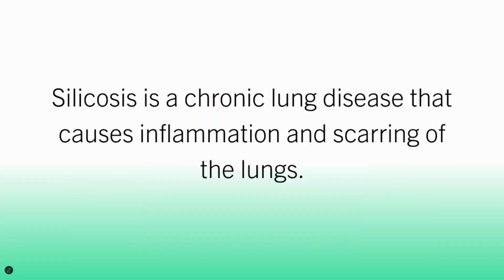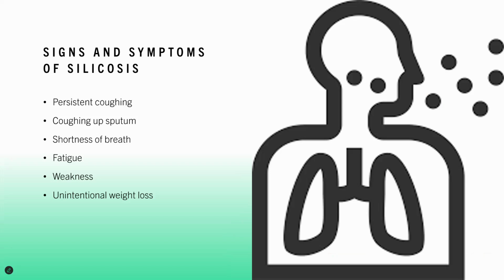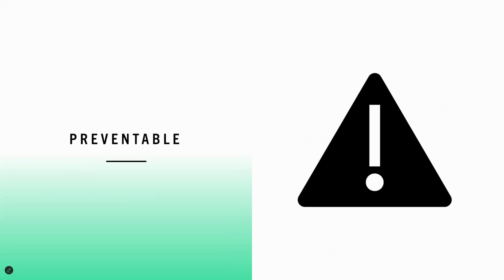Silicosis is a chronic lung disease that causes inflammation and scarring of the lungs. The scarring of lung tissue permanently damages the lung, causing life-limiting symptoms such as persistent coughing, coughing up sputum or phlegm, shortness of breath, fatigue, weakness, and unintentional weight loss. These changes in lung capacity can affect everyday activities like walking and playing sport.